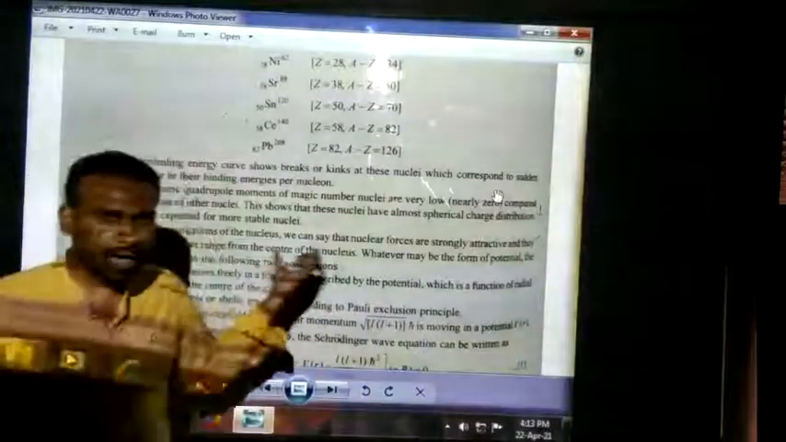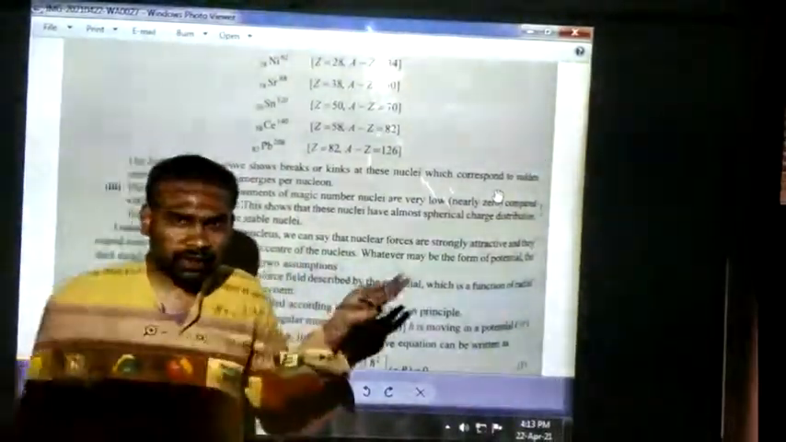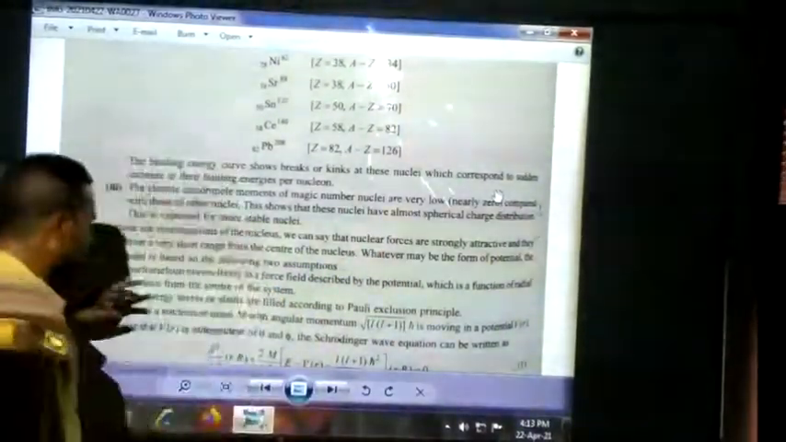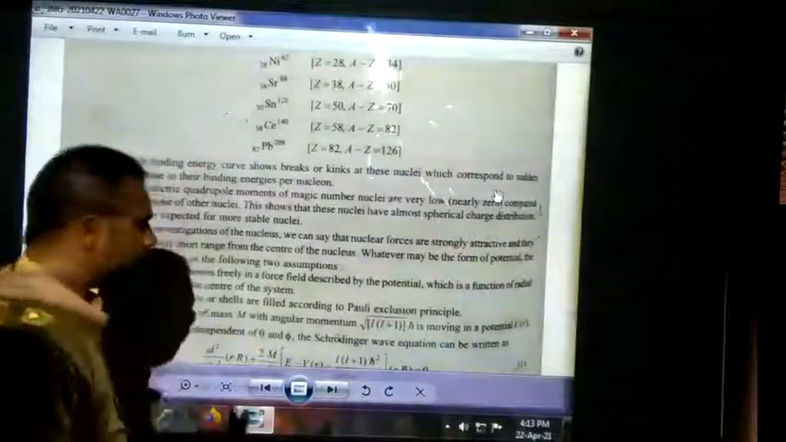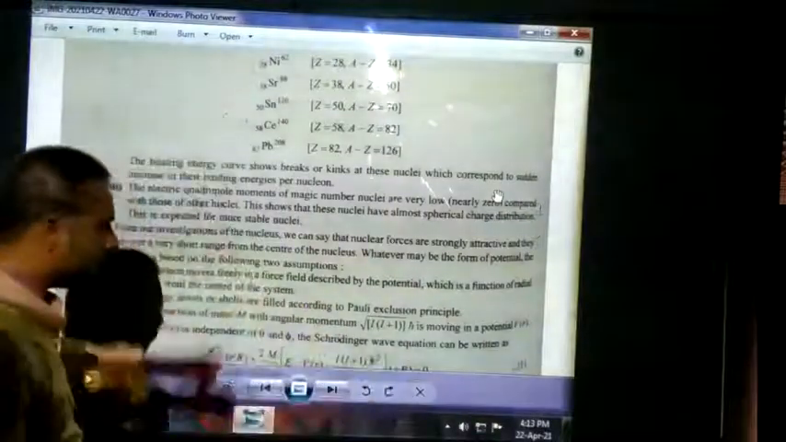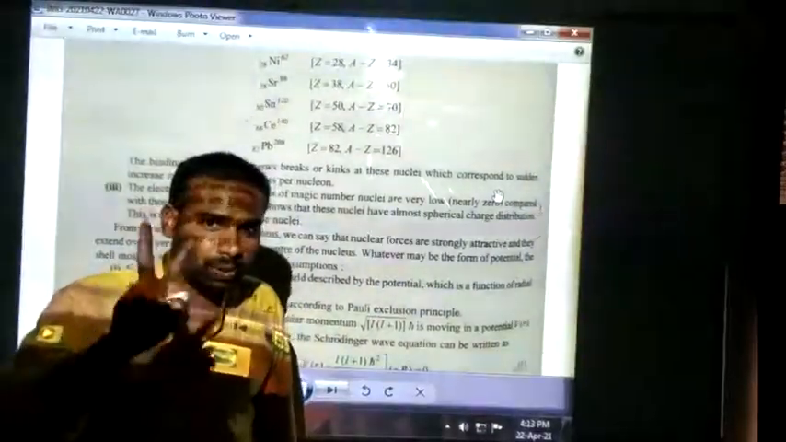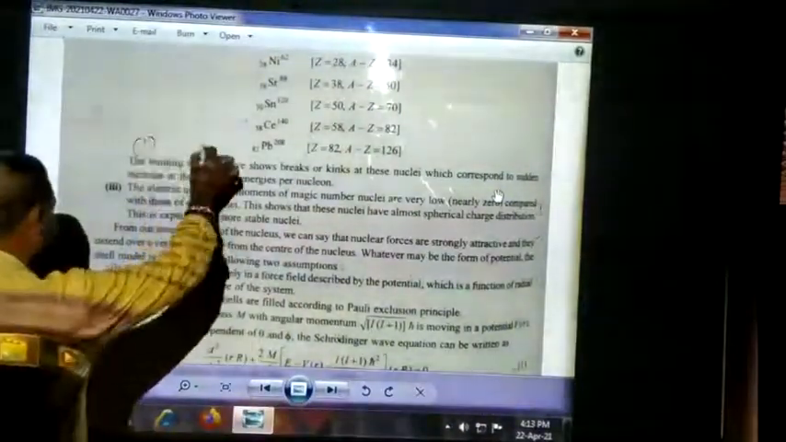Next we have the assumptions. The shell model is based on two assumptions. The first assumption is that each nucleon moves freely in the force field described by the potential, which is a function of radial distance from the center of the system.